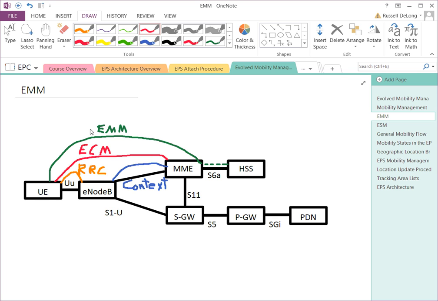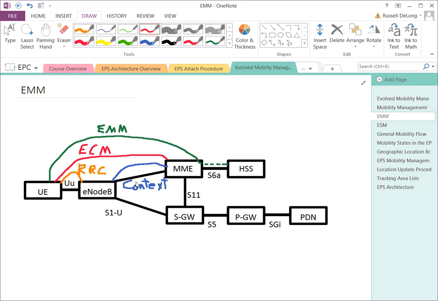When the user is in an ECM connected state, it can be said that he has an RRC connection between the UE and the eNodeB, the cell tower, and that he has a UE context, or an S1AP UE context, between the eNodeB and the MME over the S1-MME interface. So ECM is kind of a sub-state of EMM, and ECM connected would imply the existence of an RRC connection and an S1AP UE context connection.